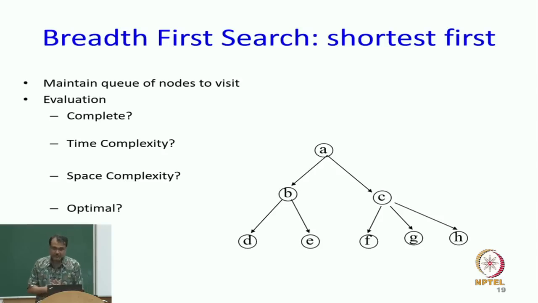Now, depth first search had a problem with infinite depth. Would breadth first search have a problem with infinite depth? Why not? Because we will expand all nodes of a certain depth before we start expanding any node in the further depth. Okay, it's an important point. So, now can we say it's complete?